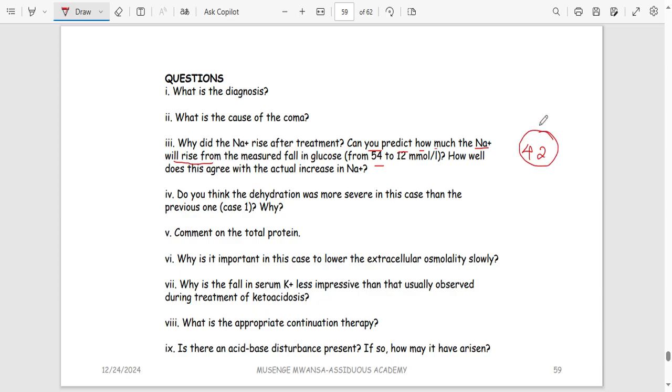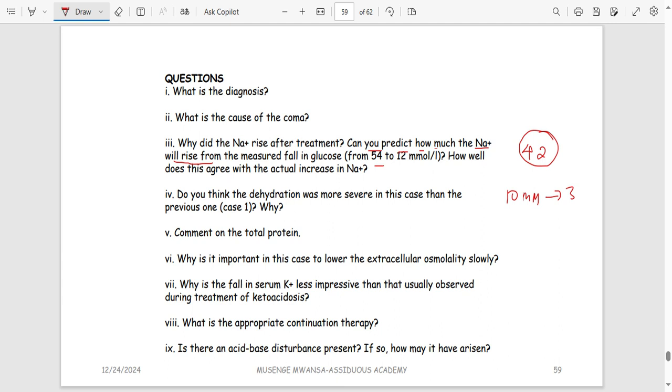That's a difference. We are saying that for every 10 millimole change of glucose, sodium is going to increase by 3. So what you simply do is get this number 42 and multiply by 3 out of 10 to give you the increase in sodium, and that is going to be 12.6.